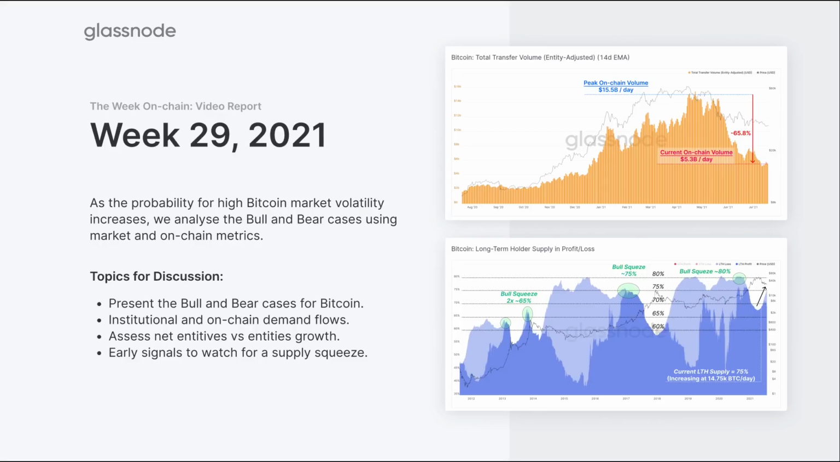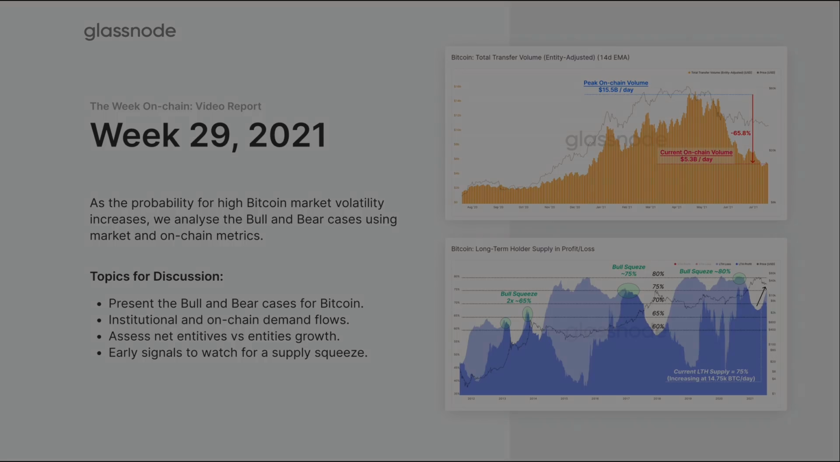So what we look at is things like institutional demand and on-chain demand flows. So we look at what's going on in the Grayscale GBTC market and the Purpose ETF. We also look at what's going on in the on-chain space and activity. We look at net entities and our net entities growth, which is a metric that sometimes causes a little bit of confusion. So really just exploring what those two metrics mean. And we'll also look at some of these early signals that are starting to suggest that there may be a supply squeeze going on, what the accumulation behavior looks like, and just understanding what those supply dynamics look like over time. So let's jump into Glassnode Studio and we'll get started with our analysis.